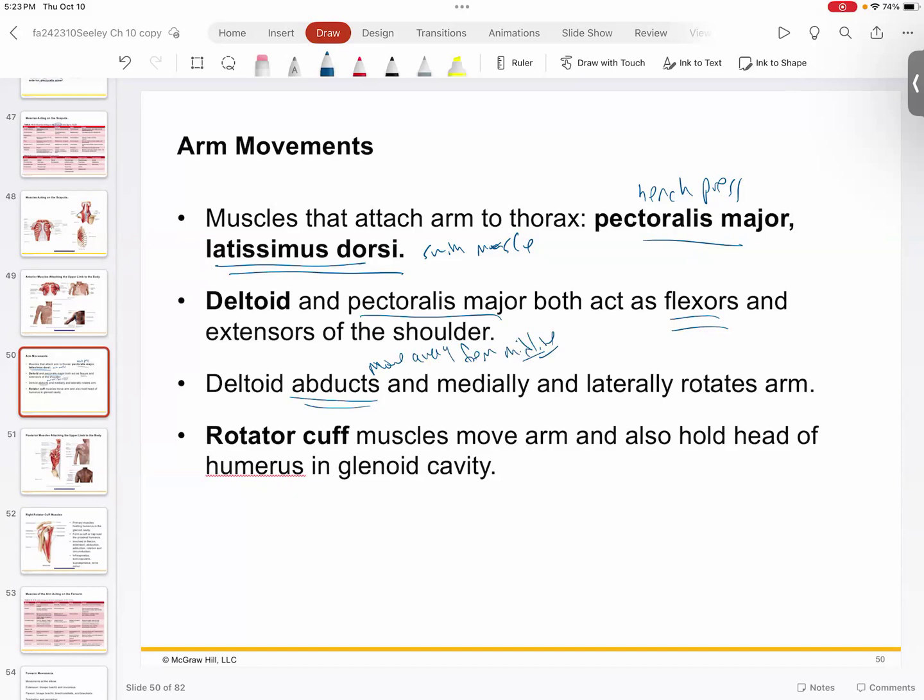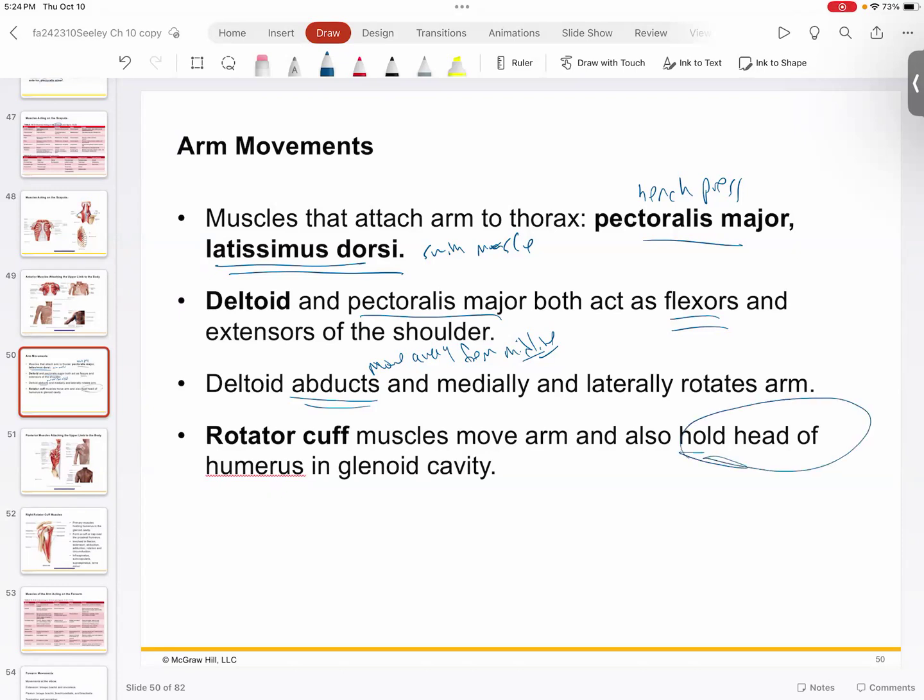And it's going to do that medially, so it can abduct medially and also laterally, which rotates the arm. So it's basically helping in all that medial and lateral rotation. So basically, when you're flapping your arms up and down, so you come medially or laterally, that's kind of a rotational thing.